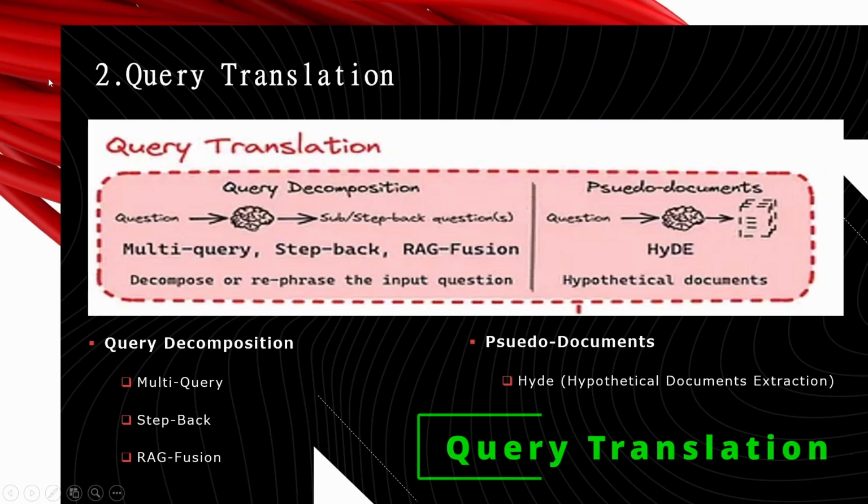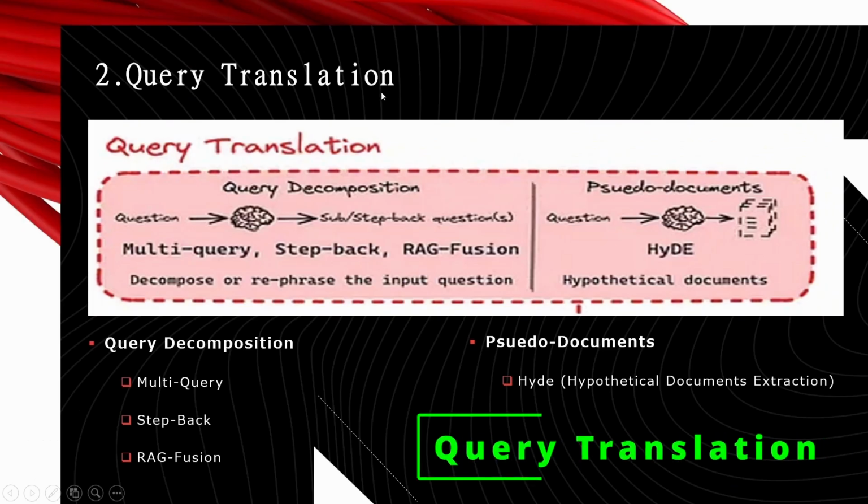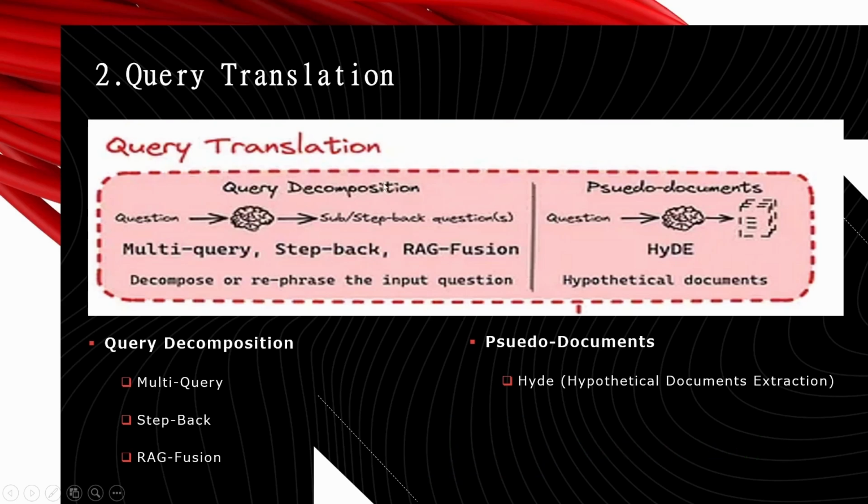Here we can see that we have query translation, which is further divided into query decomposition and pseudo documents. You must be thinking, what is query translation? Query translation in retrieval augmented generation refers to the process of transforming the initial query into various forms or subqueries that can enhance the retrieval process. The main objective is that whenever the user asks any query, that query will be transformed for better retrieval.